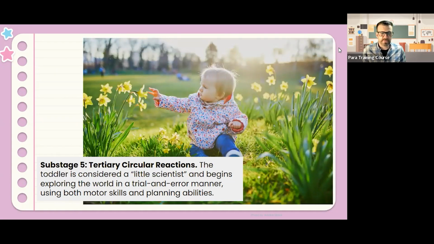Substage 5 is about tertiary circular reactions. Tertiary means third, of course, third degree. This is the stage where the toddler is considered a little scientist and begins exploring the world in a trial and error manner using both motor skills and planning abilities. So intentionally gathering data from the world around them, right? And figuring out systematic ways to do so.